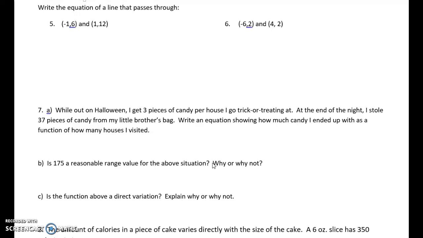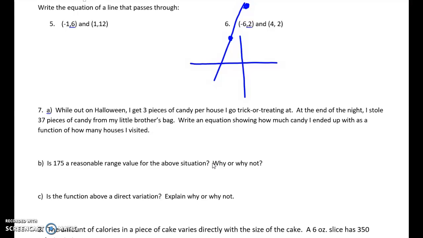Write the equation of a line that passes through these 2 ordered pairs, negative 1, 6, and 1, 12. What I've always told you to do is to graph this, get a mental image of what this looks like in your head, so we can kind of get an idea of what to expect. So here's what's going on in my head right now. Negative 1, 6 is right here. 1, 12 is right here. There's my line. I know I'm going to have a positive slope. I know I'm going to have a pretty high y-intercept.